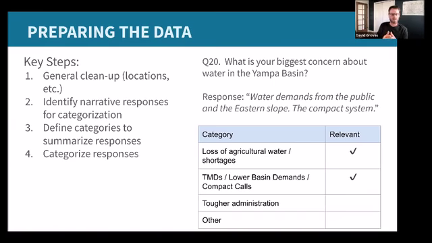And so what we did is went through and figured out, okay, this narrative is really describing concerns about losing agricultural water due to demands from the eastern slope, and then also losing water due to a compact call. So for this particular answer, it addresses 2 of 4 categories that we defined for this question.